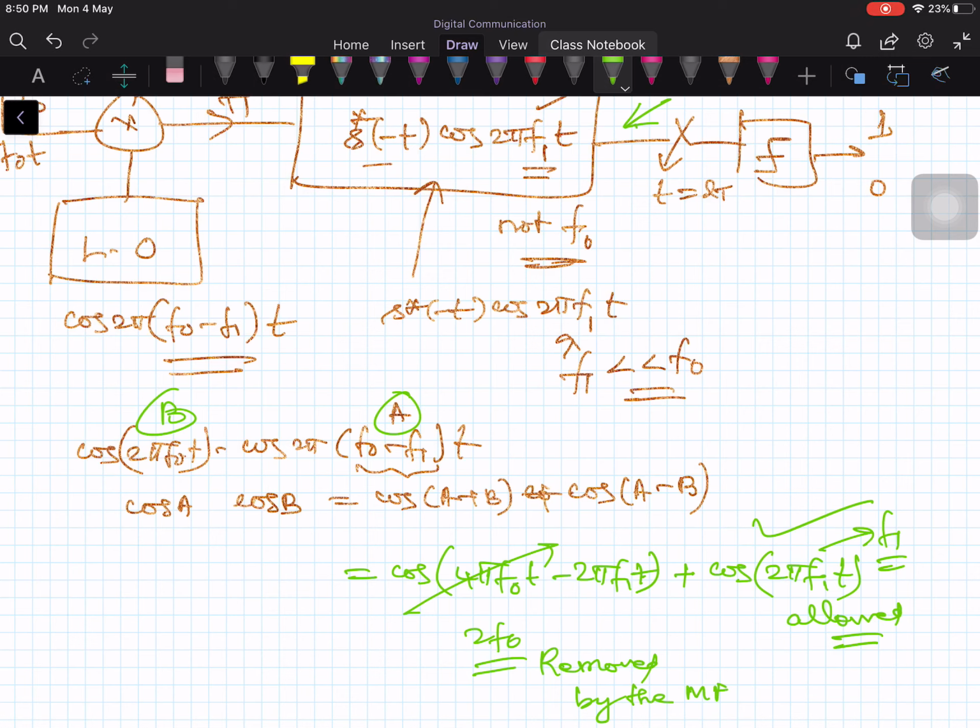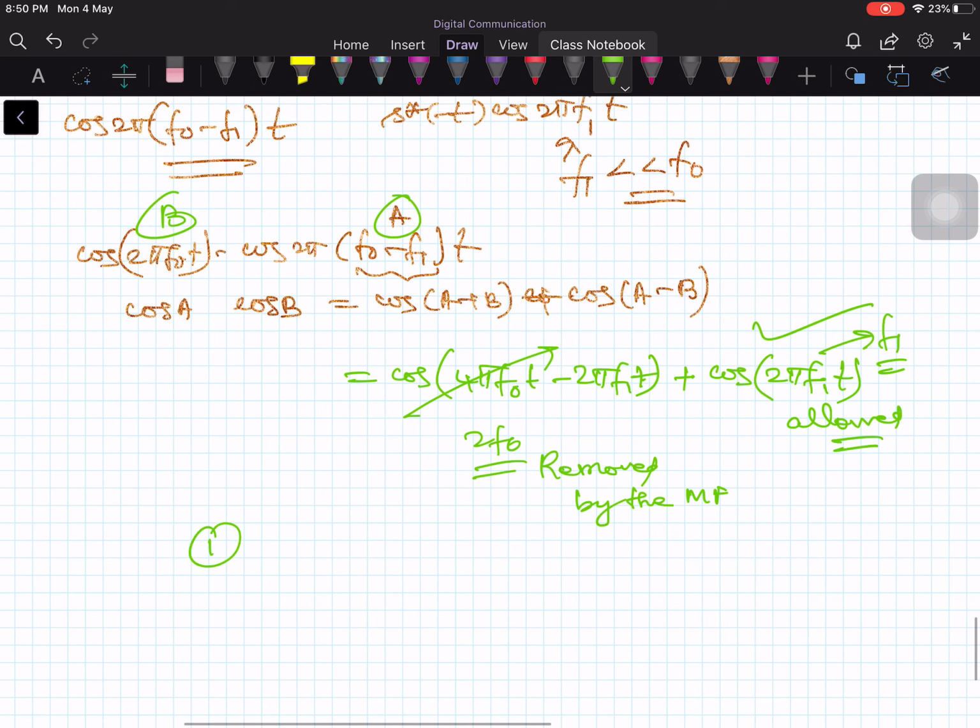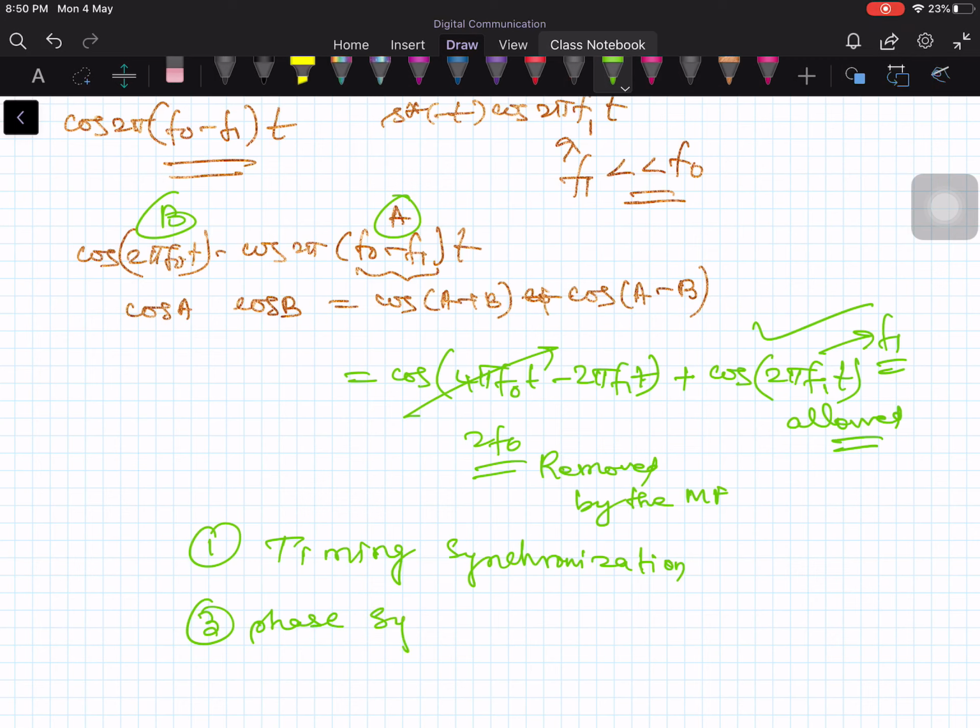So in any digital communication system, there are two kinds of synchronization one has to work on. One is timing synchronization and another one is phase synchronization. Phase tracking circuits are easier to design as compared with timing synchronization circuits. So there are two types of problems one has to deal with in digital communication systems: timing synchronization and phase synchronization. And the timing synchronization problem is somewhat reduced by this IF implementation.